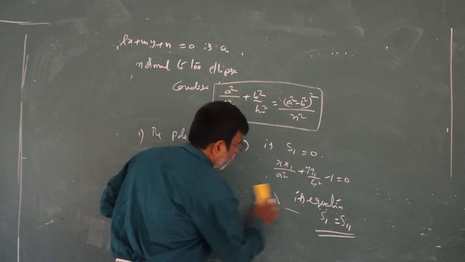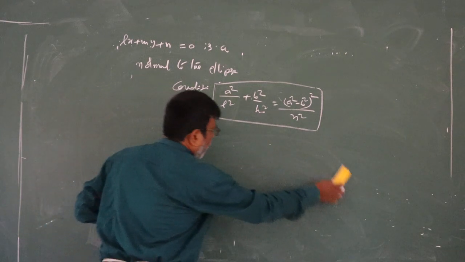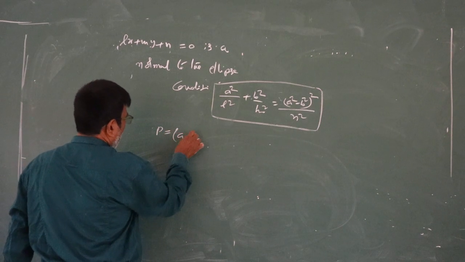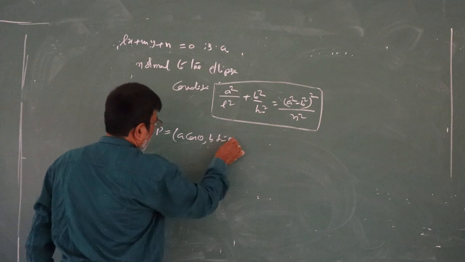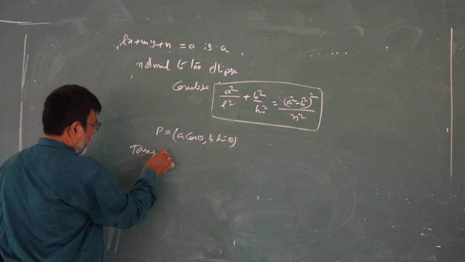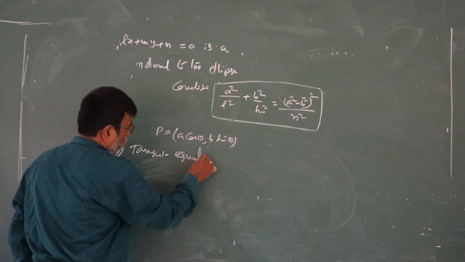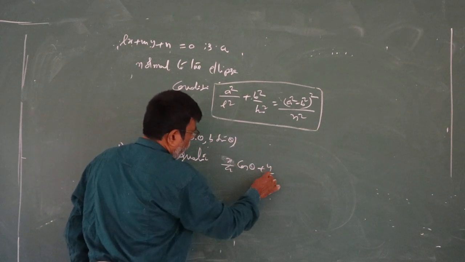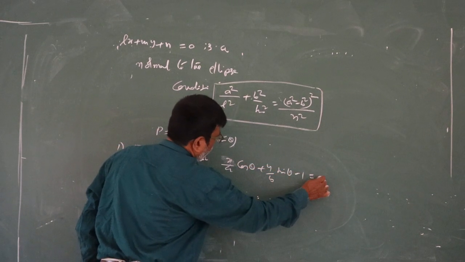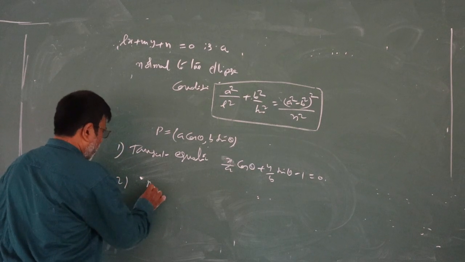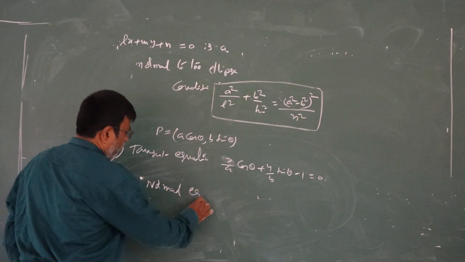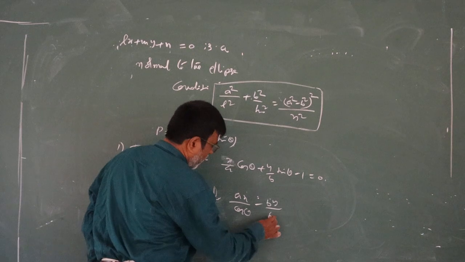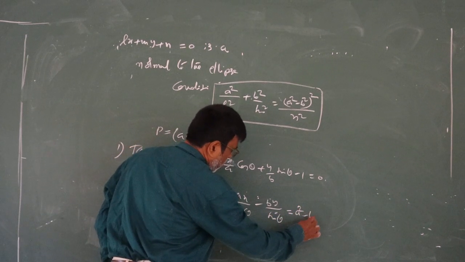Now let me explain the normals, all of you know that. Suppose in parametric form P equals a cos theta comma b sin theta. The tangent equation is x by a cos theta plus y by b sin theta minus 1 equal to 0. Second, the normal equation is ax by cos theta minus by by sin theta equals a square minus b square.